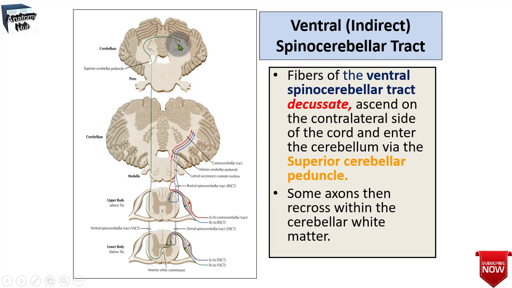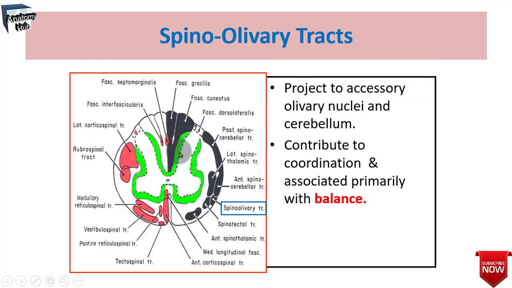So the tract fibers become ipsilateral by decussating again within the white matter of the cerebellum and terminate in the cerebellar hemisphere. Fibers of the anterior spinocerebellar tract are less numerous than those of the posterior spinocerebellar tract. Like that, you will find the spinotectal, spino-olivary and spino-reticular tracts.